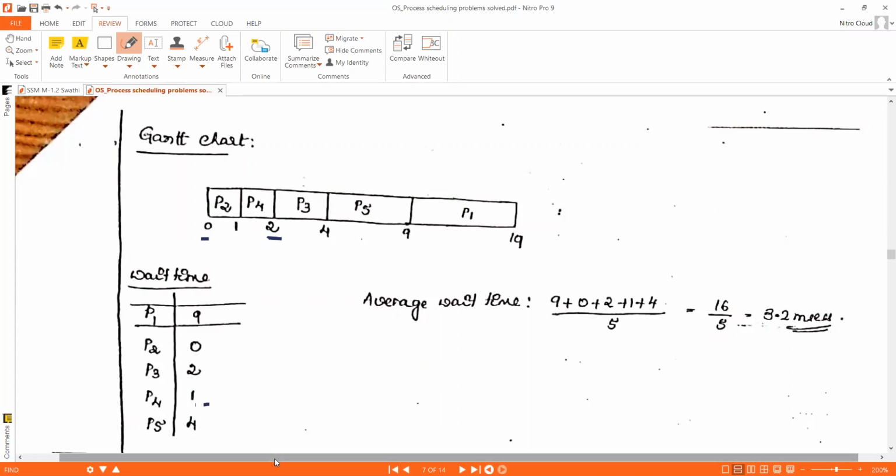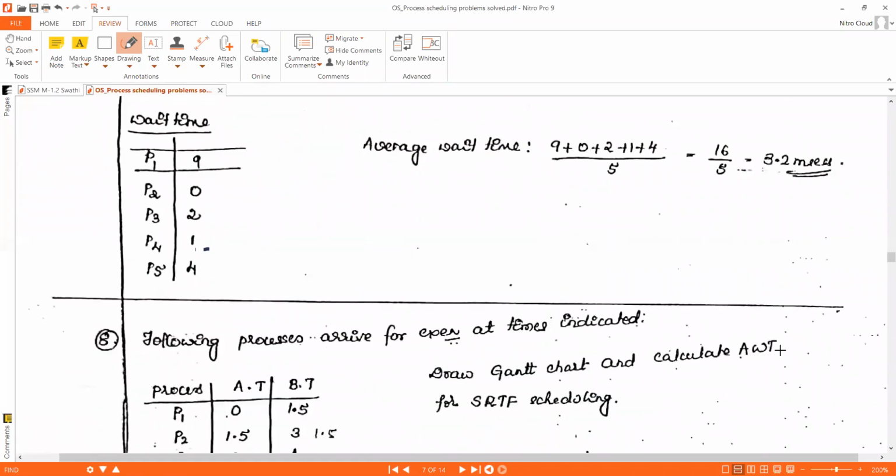Now if you know the waiting times, we can find the average waiting time. Average waiting time is the sum of waiting times divided by the total number of processes. That is 9 plus 0 plus 2 plus 1 plus 4 divided by the total number of processes, which is 5. Okay, we'll get average waiting time as 3.2 milliseconds.